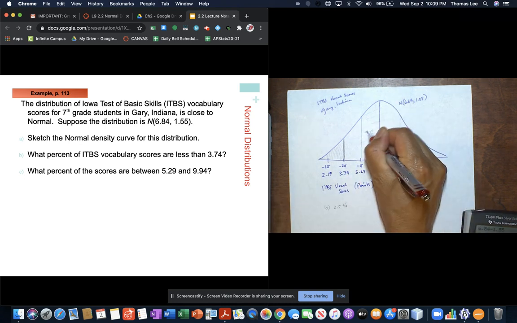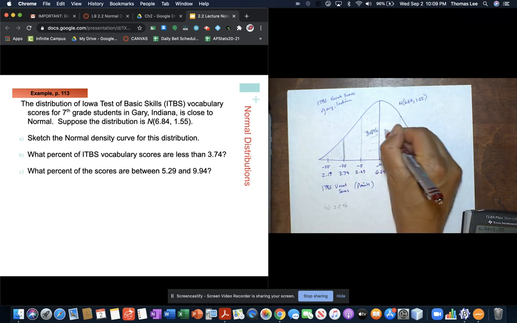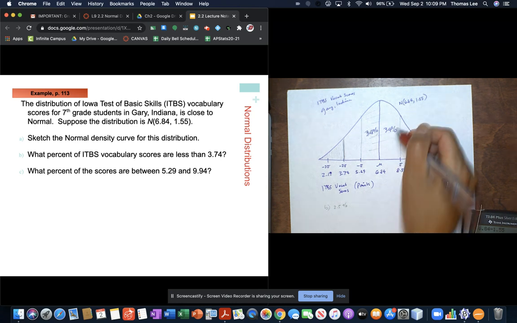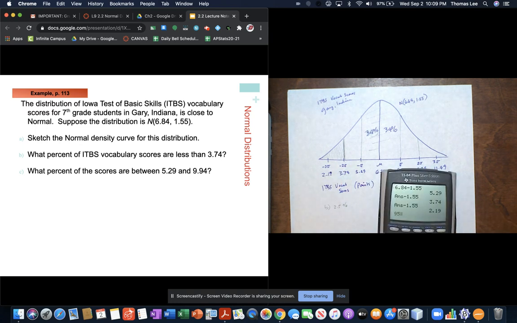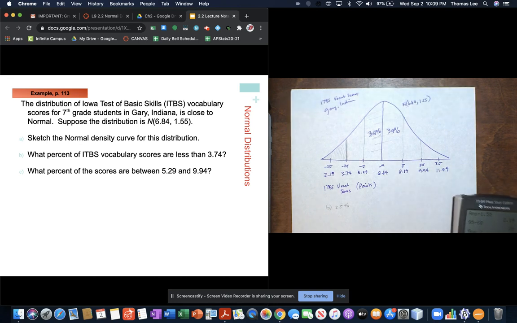That is 34%, and that is, of course, also 34%. We know that -2 to 2 is 95. So what is 95 minus 68? 95 minus 68 equals, okay, divided by 2. Well, that's about 13.5.